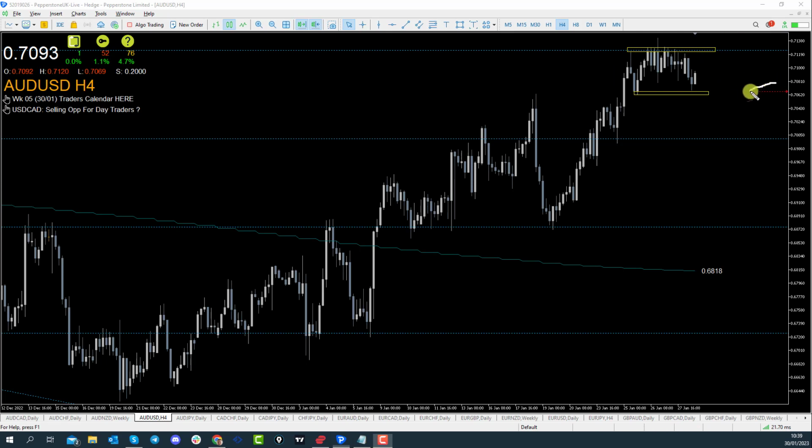You can see I actually set an alert down here on Aussie US dollar. We just haven't quite come into the alert yet. I was looking to see if price would come back into these lows for a long opportunity back into the range highs here where we may see another move back to the downside.